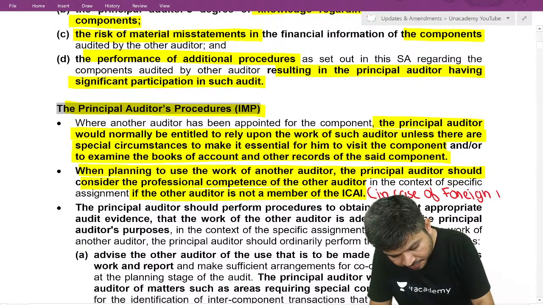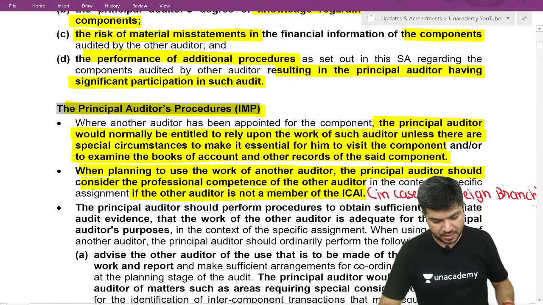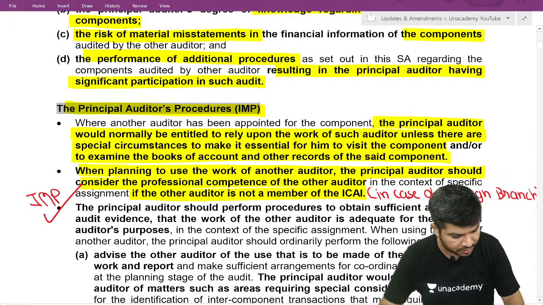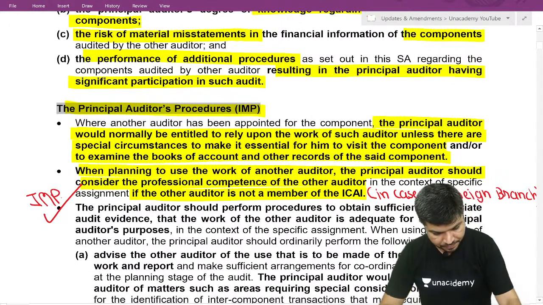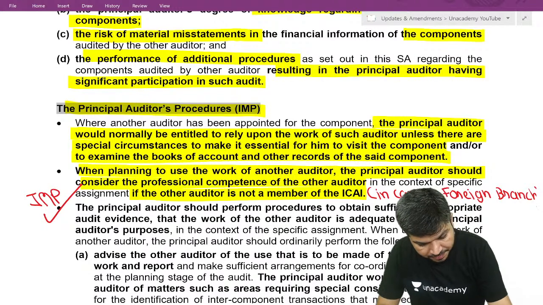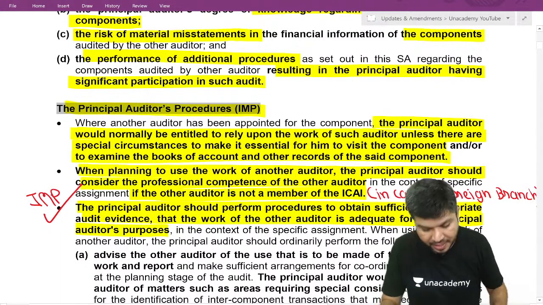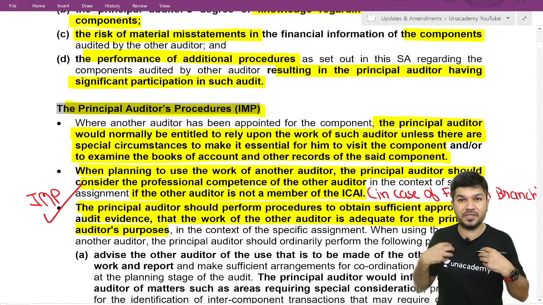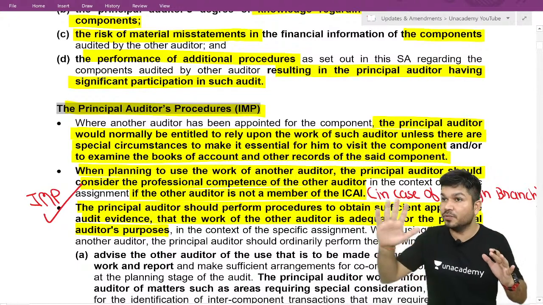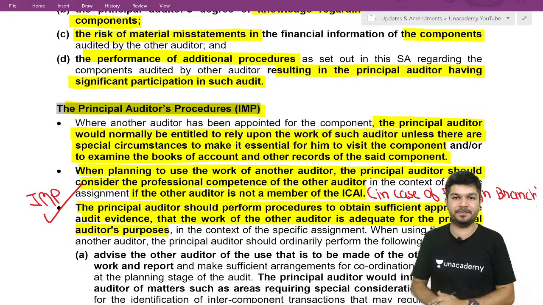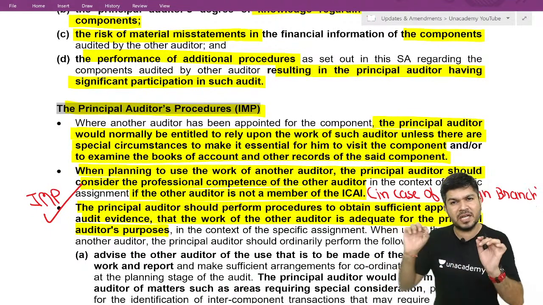It will be in case of a foreign branch. Okay, now this point is important. The principal auditor should perform procedures to obtain sufficient appropriate audit evidence that the work performed by the branch auditor is adequate for my purpose. His work is correct, for that I should do some procedure.